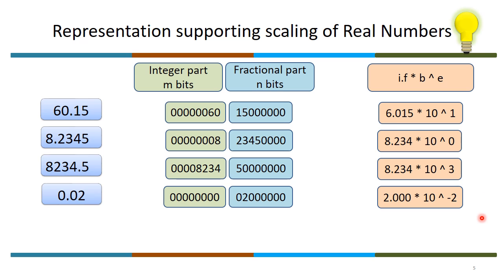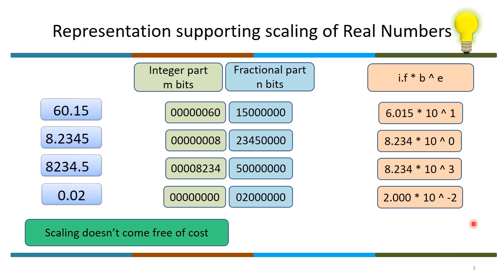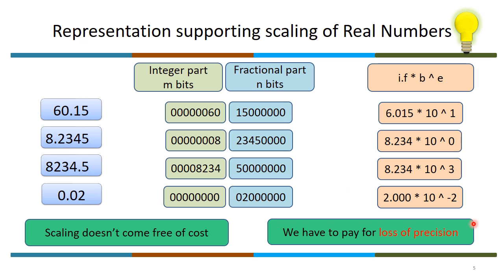So generically, how can we represent this? It is I.f into b to the power e. I is the integer part, f is the fractional part, b is the base, and e is the exponent. So do we gain everything from this representation? Nothing in this world comes for free. Scaling doesn't come free of cost. It's always at the cost of loss of precision.